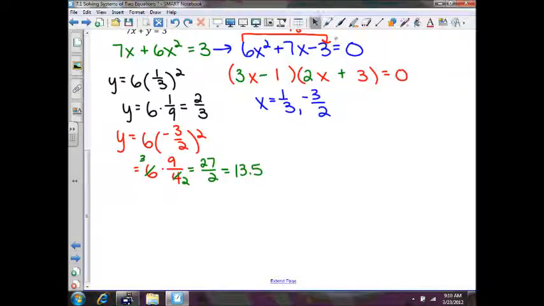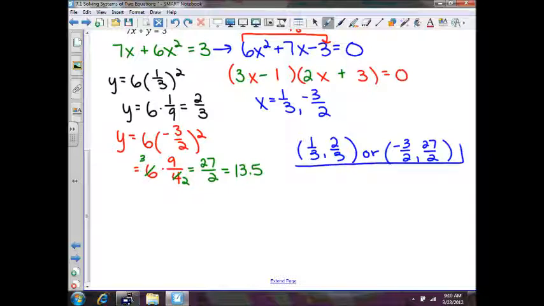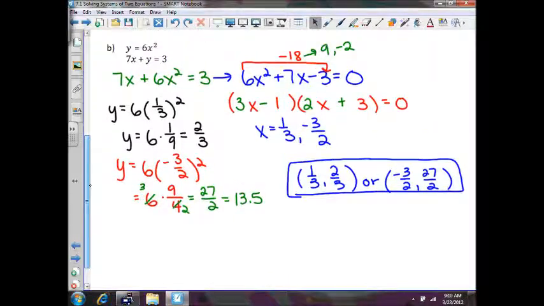So our answers could be (1/3, 2/3), or (-3/2, 13.5), or 27/2. So there you have it, for example 3B.